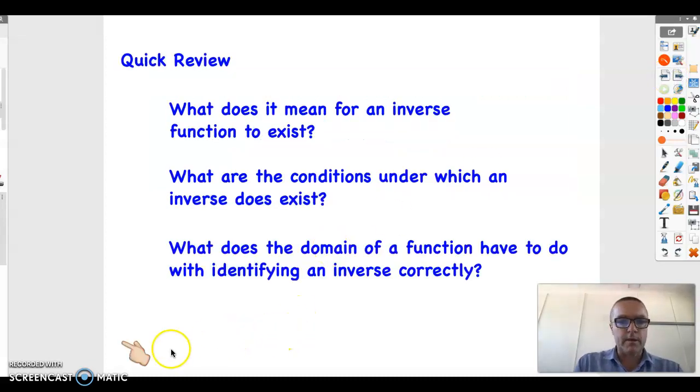So quickly recapping, we've talked about what does it mean for an inverse function to exist. An inverse will always exist, but it won't always be a function, depending upon the original function. What are those conditions? The original function should be a one-to-one function. And we've had a look at a question where a function is not a one-to-one function, and we've discussed how we can work with the domain of that function to correctly identify a possible inverse.